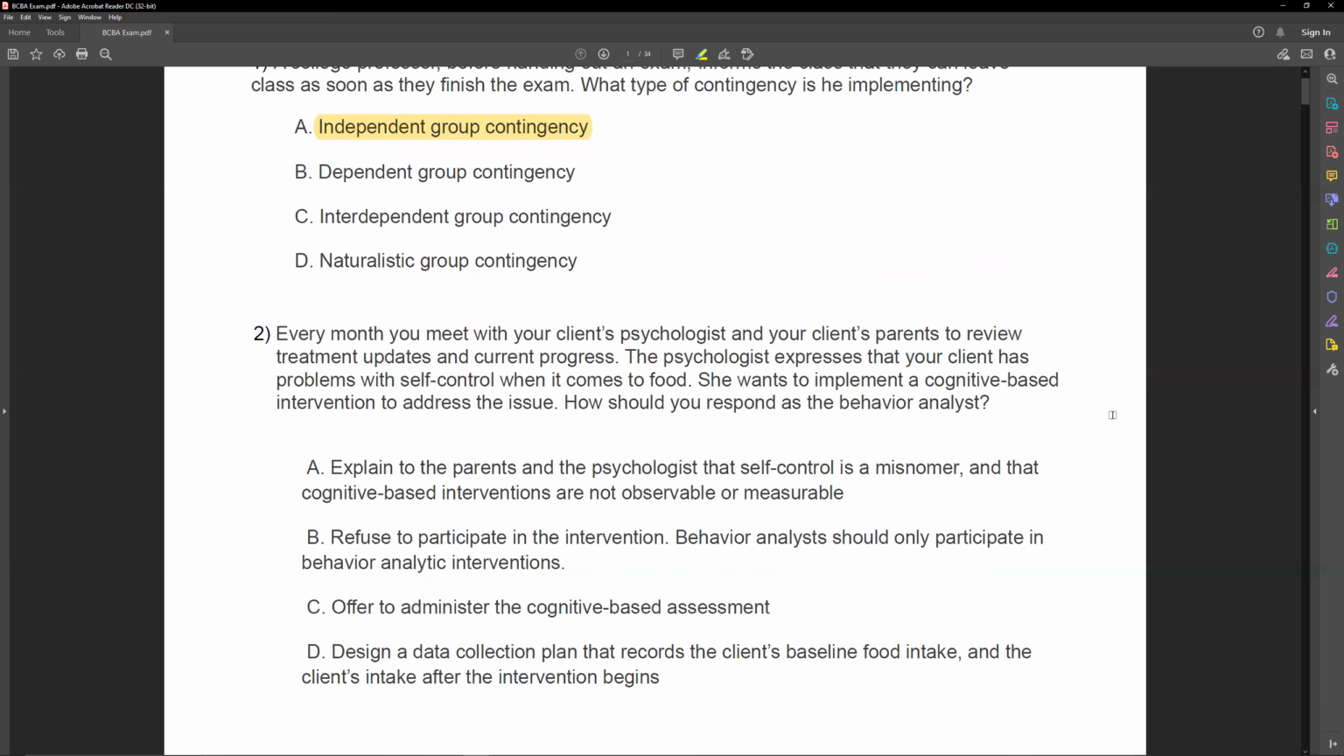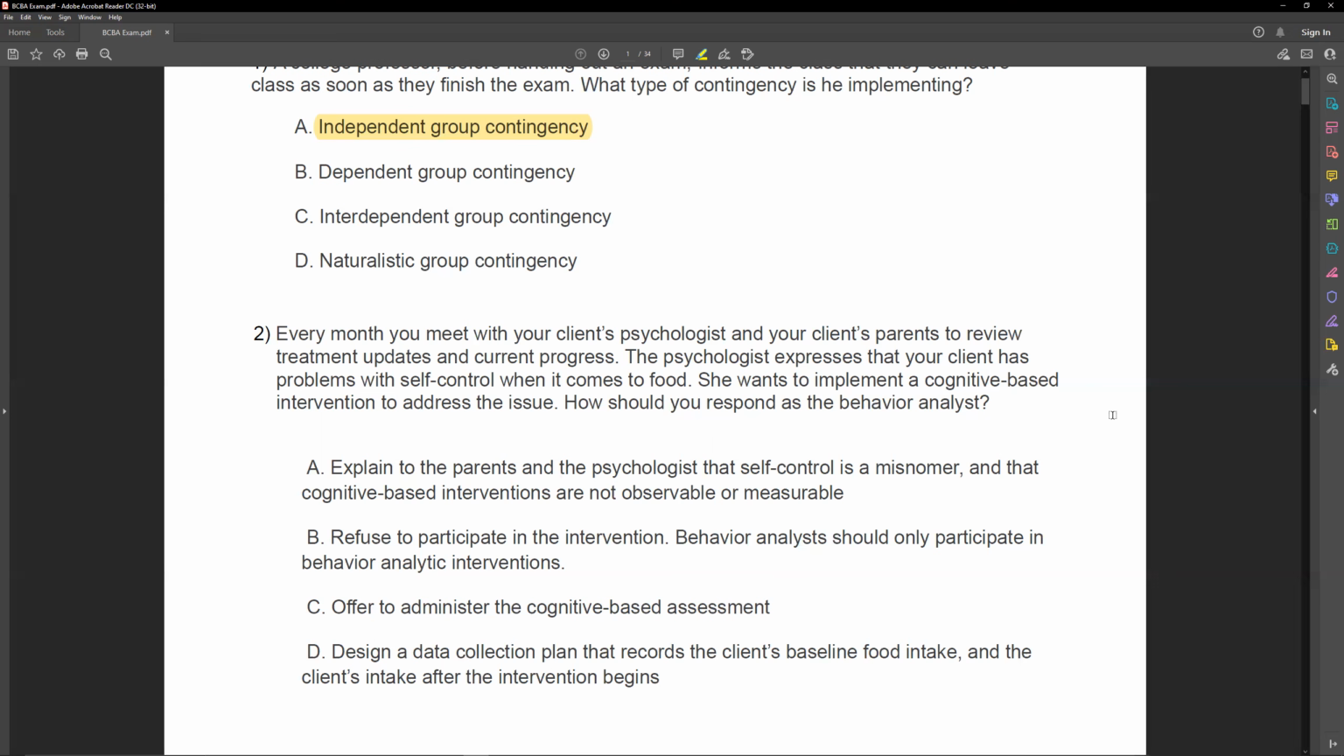The psychologist says your client has problems with self-control, which is a misnomer, right? Because ultimately control is within the environment. She also wants to implement this cognitive-based intervention, okay, which isn't conceptually systematic with our behavior analytic interventions. How do we respond as the behavior analyst, looking out for the best interest of our client? Do we A, explain to the parents and the psychologist that self-control is a misnomer and that cognitive-based interventions are not observable or measurable? While we may believe this and it might be part of our behavior analytic training, okay, this would not be the best response.